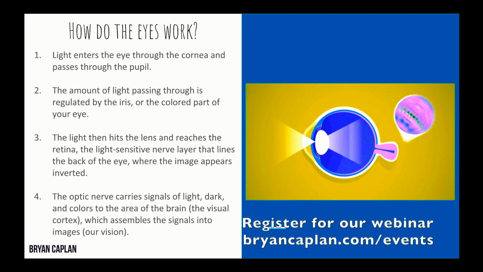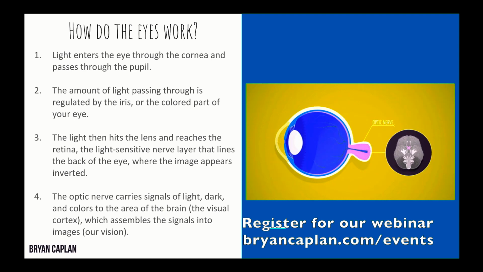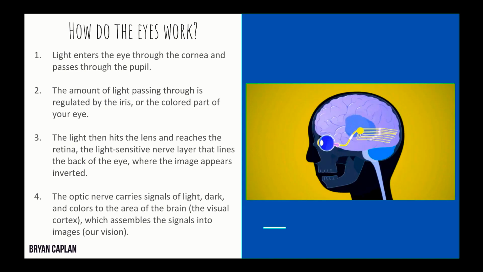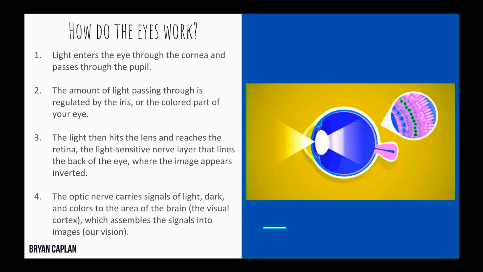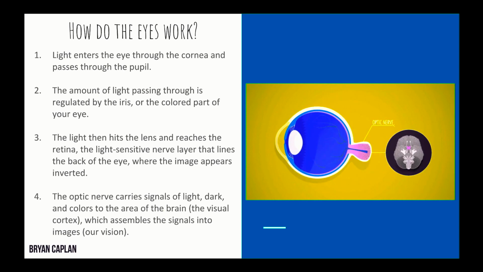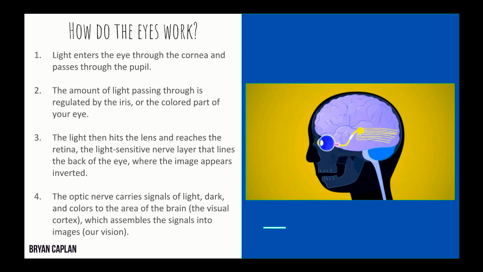So whether you have brown, blue, green, hazel. The light then hits the lens and reaches the retina. The retina is that light-sensitive nerve layer that lines the back of the eye. So that's that pink area right here where you're seeing all those little dots. That's where the image appears inverted. So when we're first seeing something, our eyes are seeing it upside down.